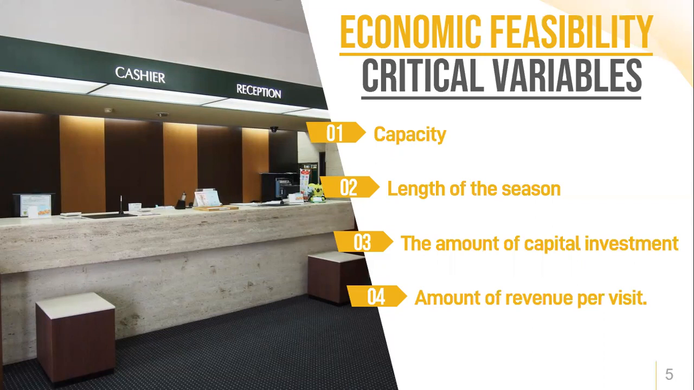Only four. First is capacity. Number two is length of season. Number three is the amount of capital investment. Number four is amount of revenue per visit. All this will influence your profit or loss. That is economic feasibility.